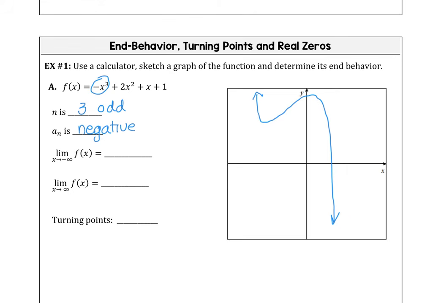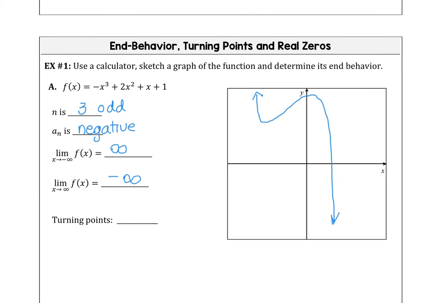And then answering the question, what do we know as the limit as the x value approaches negative infinity? So we're moving left on x. The y values are going up. So as we move left, the y values go up. And up translates to positive infinity. And likewise, as the limit as x moves right, the y values are down. And down is negative infinity.